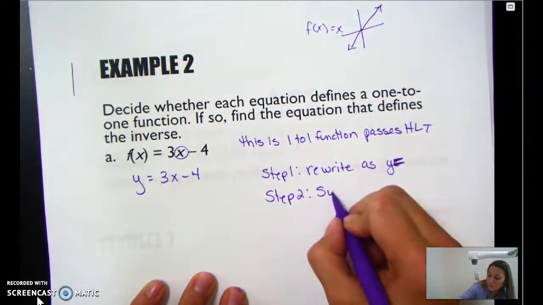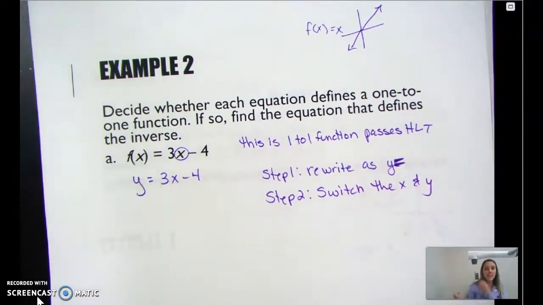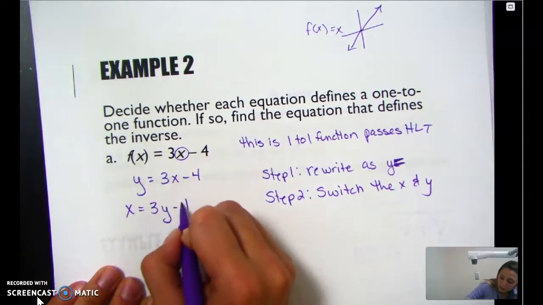Step 2, we're going to switch the x and the y. This is how you find the inverse. So now we have x equals 3y minus 4.